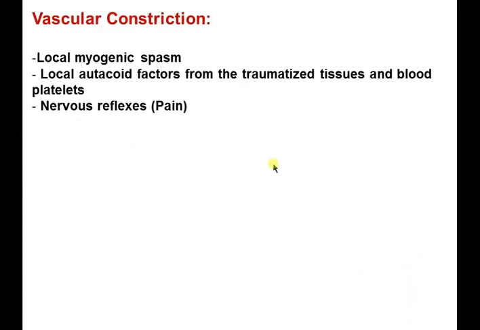Slide 3. Let's see how vascular constriction helps hemostasis. As you know, the vessel wall contains smooth muscle. As soon as a blood vessel has been cut or ruptured, the trauma to the vessel wall causes smooth muscle in the wall to contract. This contraction reduces the flow of blood. The contraction results from A. Local myogenic spasm, B. Local autocoid factors from the traumatized tissues and platelets, and C. Nervous reflexes.